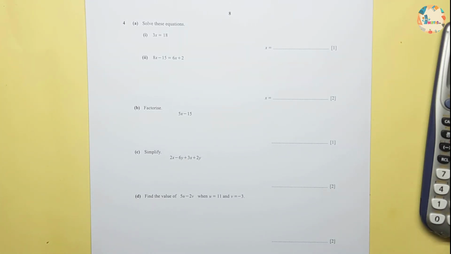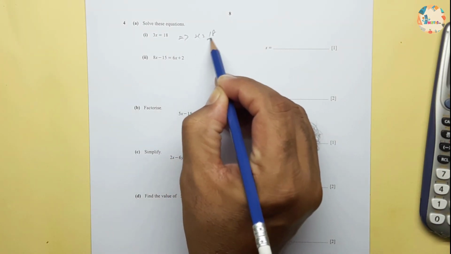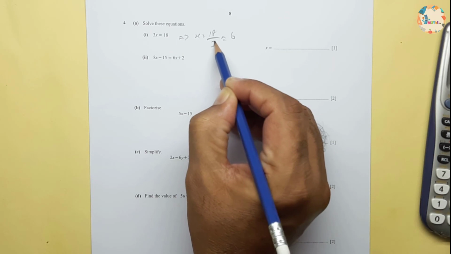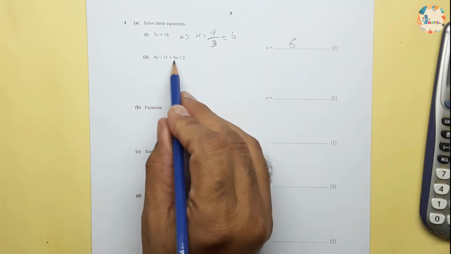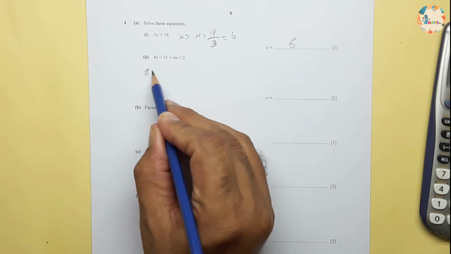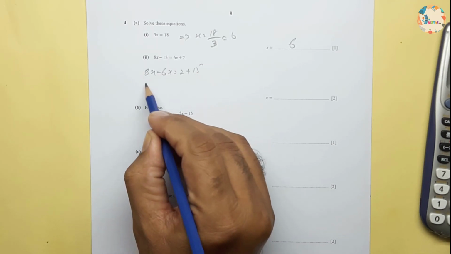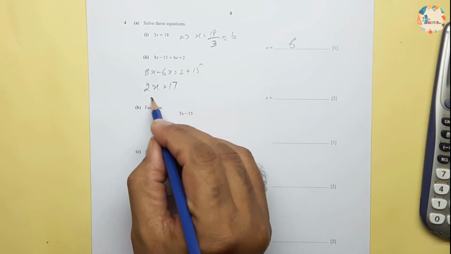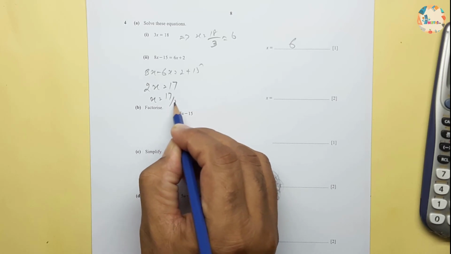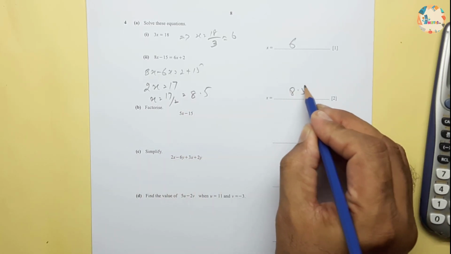Question number 4. Solve these equations. 3x is equal to 18. This implies x will be equal to 18 by 3, which is equal to 6, so we can write answer as 6. And this one we can shift 6 to this side. 8x minus 6x is equal to 2 plus 15. So this will be 2x is equal to 17 and x is equal to 17 by 2, which is equal to 8.5. So our answer will be 8.5.